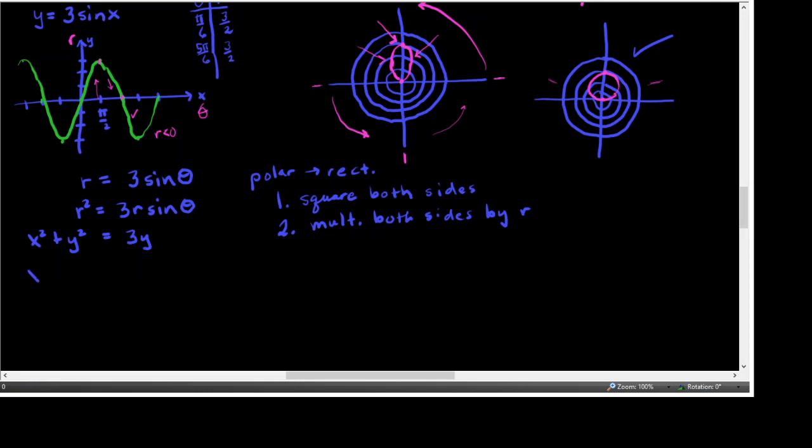Anyway, what I'd want you to do if you were converting from polar to rectangular is put that in the standard form for a circle. So I would want you to subtract 3y from both sides. We're going to need to complete the square for y, so leave a little bit of space there. Then, to complete the square, we take half of -3, which is -3/2, and square that, which is 9/4. So we're going to add 9/4 to both sides of this equation.